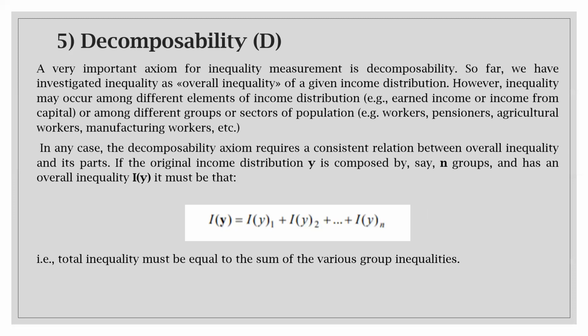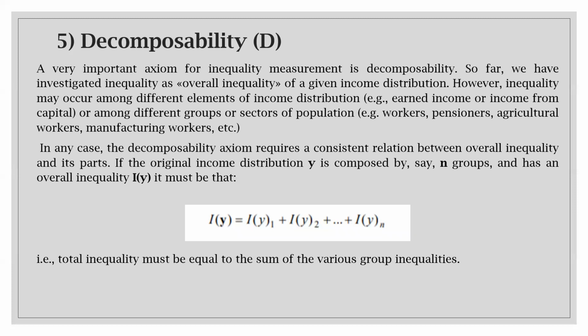Next, decomposability. This is a very important axiom for inequality measurement because so far we have discussed inequality as the overall inequality of a given income distribution. However, inequality may occur among different elements of the income distribution, because people from all sectors do not face the same type of inequality. Inequality differs between persons because different persons receive income in different ways: earned income or income from capital. We also have different groups of the population: workers, pensioners, agriculture workers, manufacturing workers, and all receive different types and levels of income.